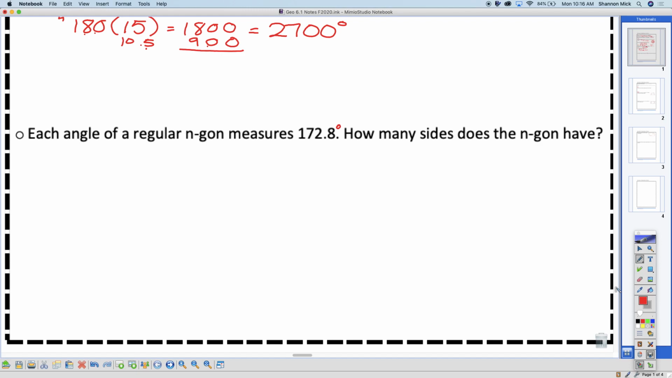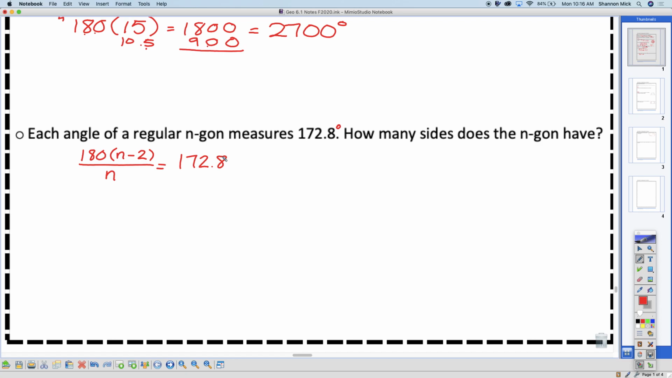You would do the one that is 180 times n minus 2, and then you have to divide by n, right? The 180 times n minus 2 over n. So I'm going to use 180 times n minus 2 over n. And what do I know that equals? 172.8. So I need to solve this for n, don't I?